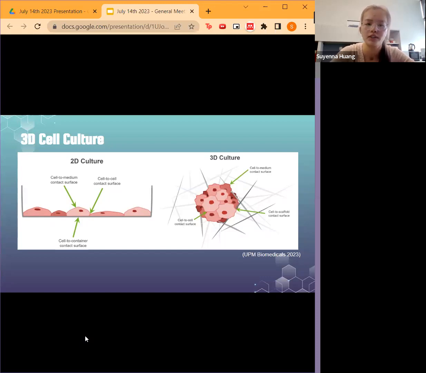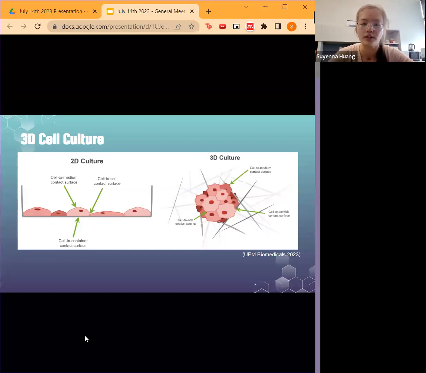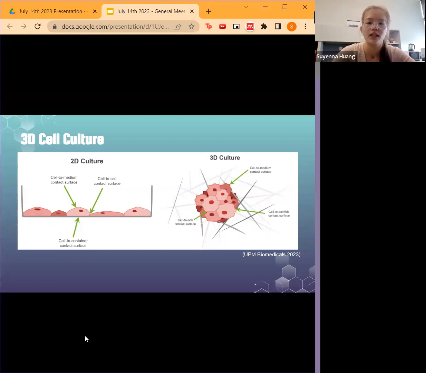Whereas you compare it to in vivo, like in your 3D cell culture in the image on the right, you can see that the cells are grown in all three dimensions, and they can also interact with each other and also interact with their extracellular environment. So you see that some cells will be within the aggregate and some cells will be on the outskirts.